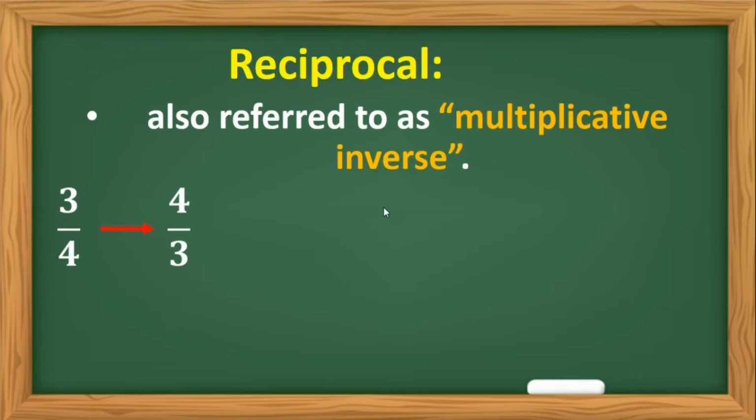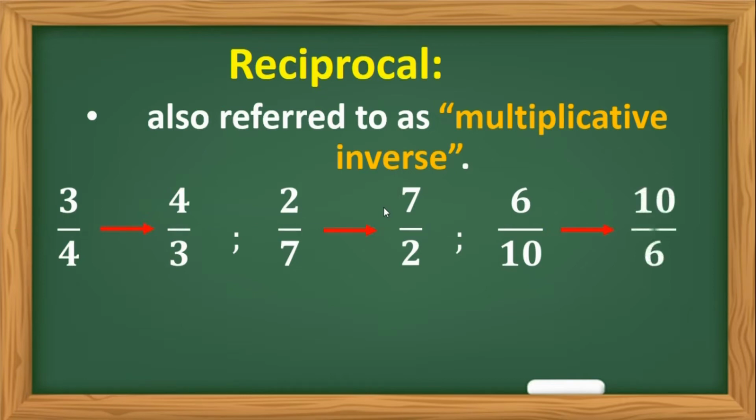Another example, we have 2 over 7. The reciprocal of 2 over 7 is 7 over 2. Another example, we have 6 over 10 or 6/10, and the reciprocal is 10 over 6.